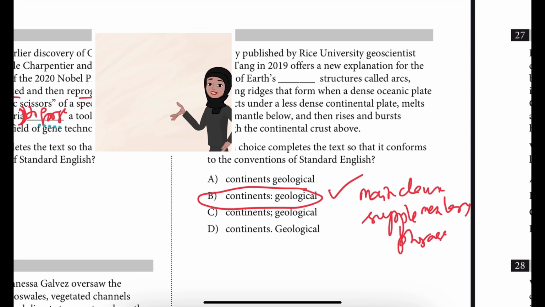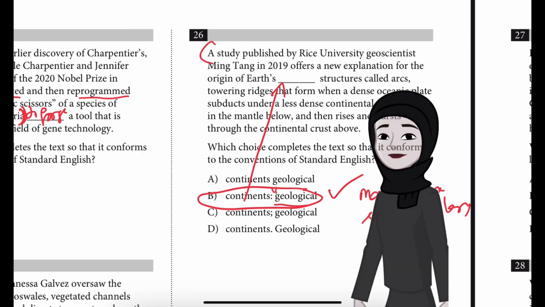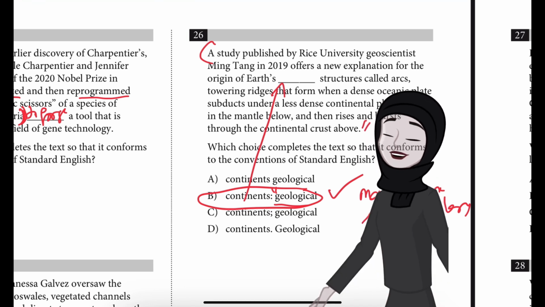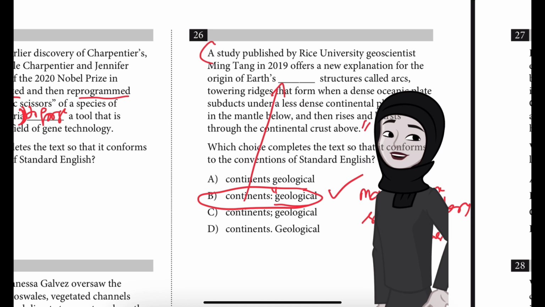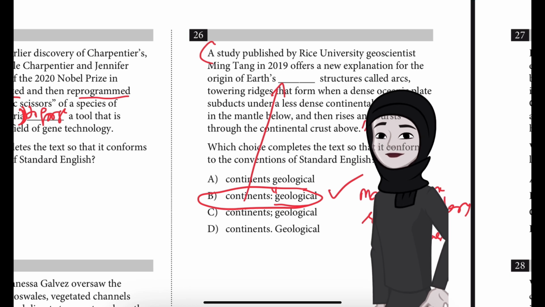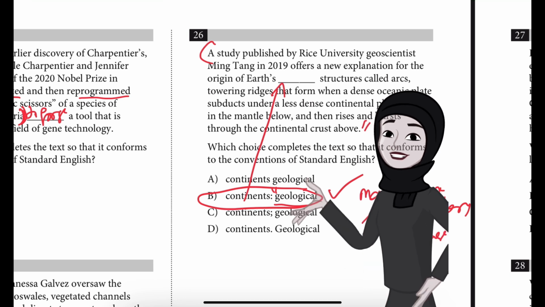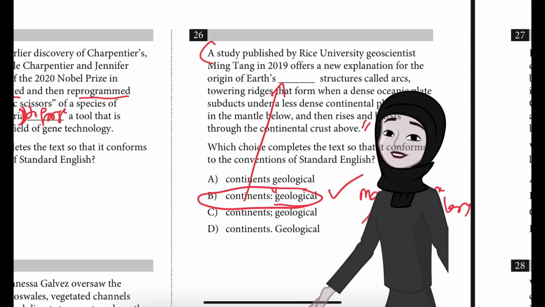In this choice, a colon is correctly used to mark the boundary between the main clause, which is "a study" up till "continents", and the supplementary phrase, which starts from "geological" up till "above", to introduce the following explanation of the origin of Earth's continents. So first, the study published offers a new explanation for the origin of the Earth's continents, and then with the colon, after the colon, the explanation is given, which is geological structures called arcs, towering ridges from where the dense oceanic plate and other things.